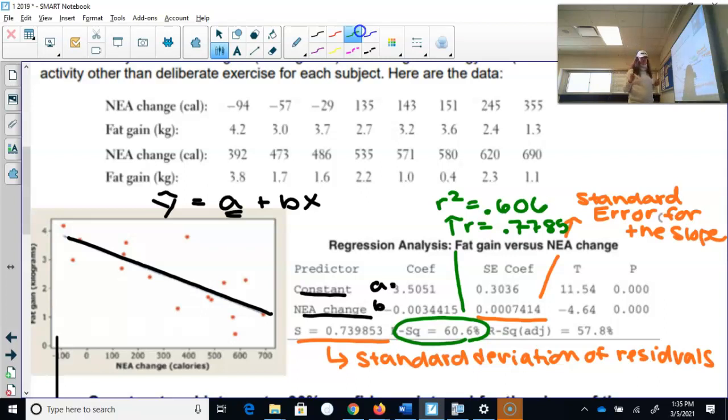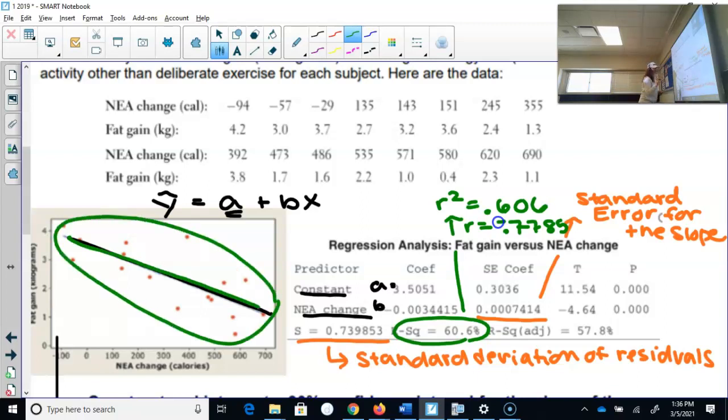Now, what I'm trying to get at right now is our R is either going to be a positive number or it's going to be a negative number. Keep in mind the closer it is to 1 or negative 1, the stronger that relationship is. Now, is our R for this problem going to be a positive number or a negative number? Well, we know that this is going to be a negative number. Why? Because we have a negative relationship here. Okay? We have a negative relationship.